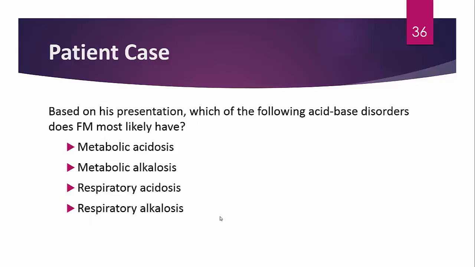Based on his presentation, which of the following acid-base disorders does FM most likely have? The answer here is metabolic acidosis. If you remember, uremia is actually a cause of anion gap metabolic acidosis as a result of the accumulation of uric acid. It's more associated with the kidney, therefore it's metabolic.